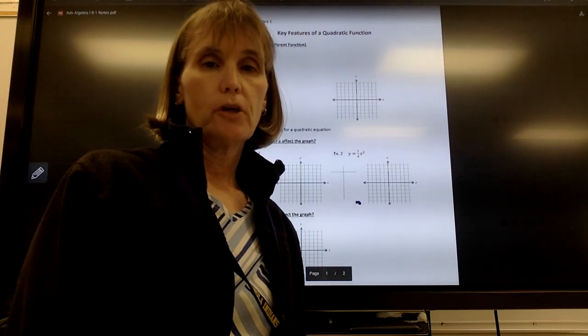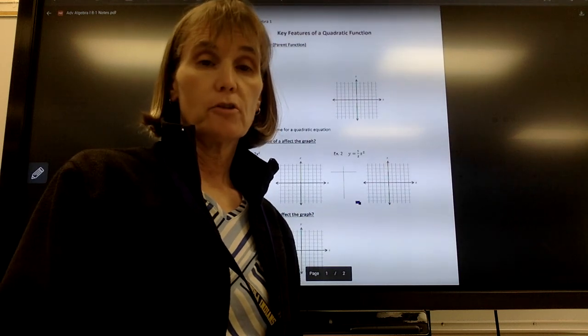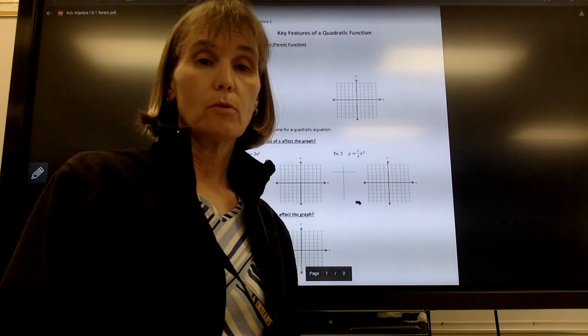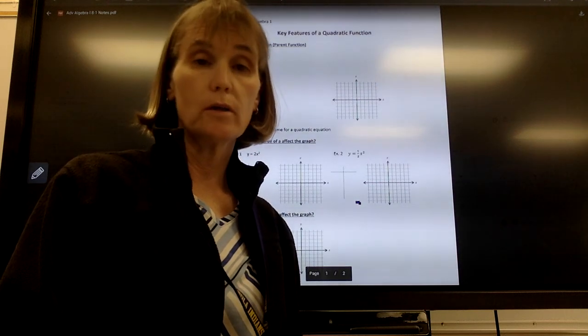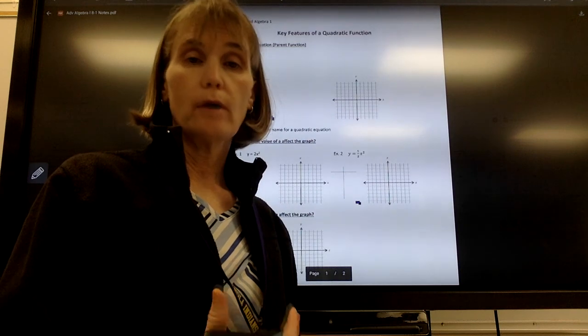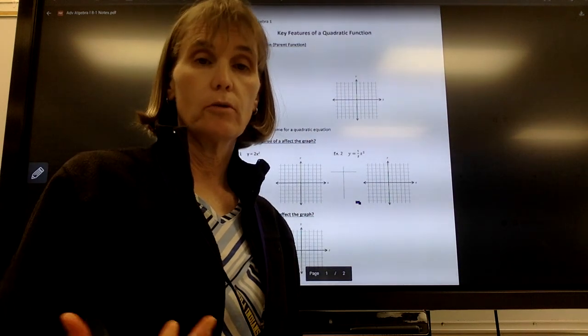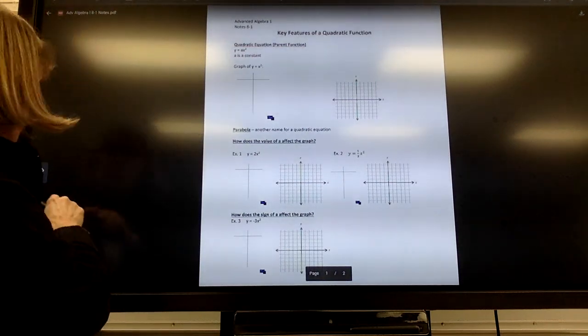Okay, we're going to start chapter 8 today, and we just finished up chapter 7, which was all about polynomials. One of the things that you had to consider about the polynomial is what degree it was, whether it was a linear, degree 1, a quadratic, degree 2, cubic, degree 3, and so forth. We're going to start looking at quadratic functions.